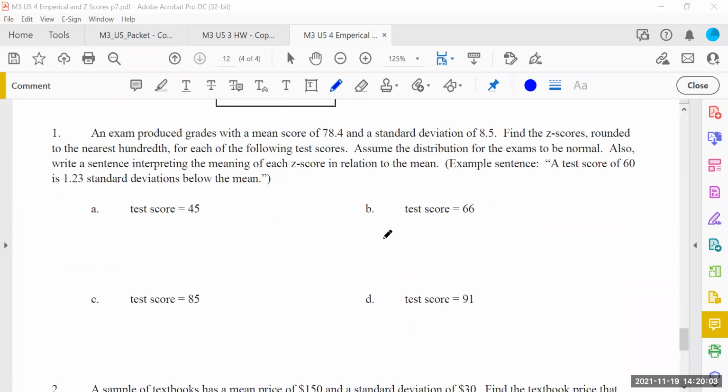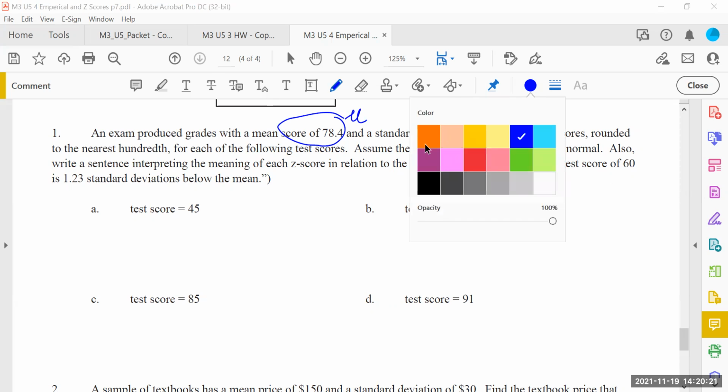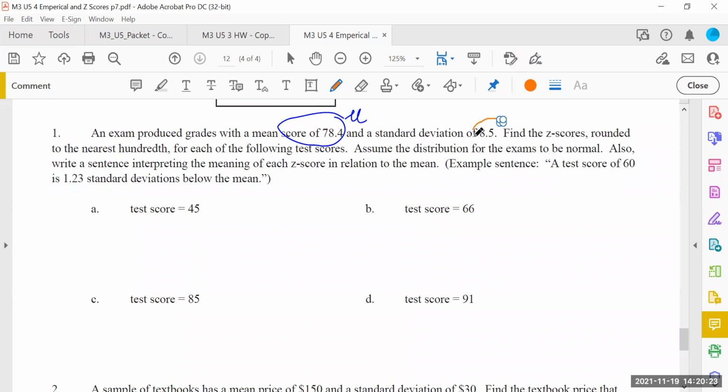So let's try it. It says an exam produced grades with a mean score of 78.4. That's the average. That's mu. Write it down right now. This is mu, that's my average. And a standard deviation of 8.5. That is sigma. That's my standard deviation.